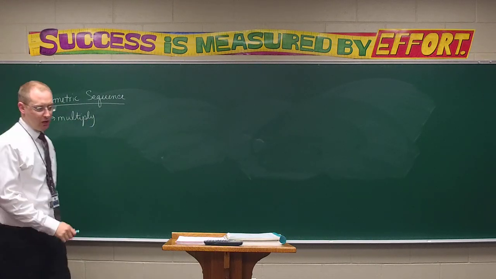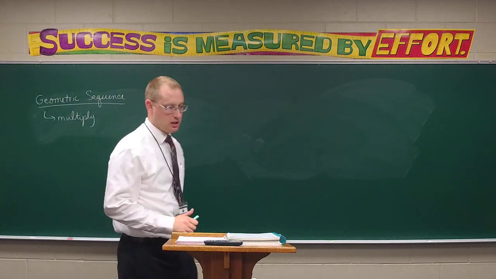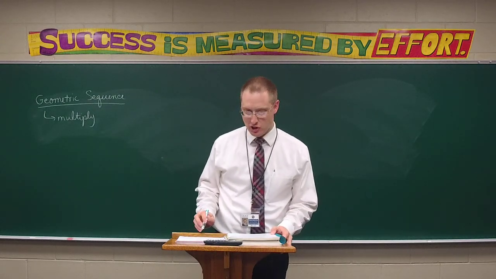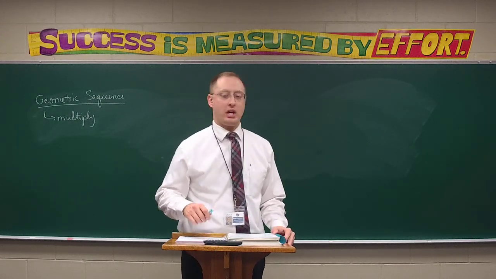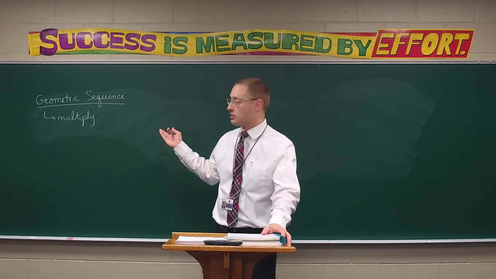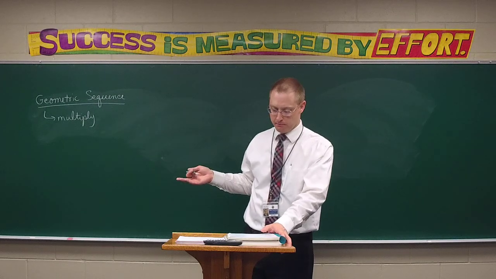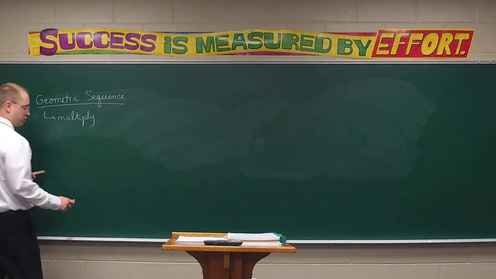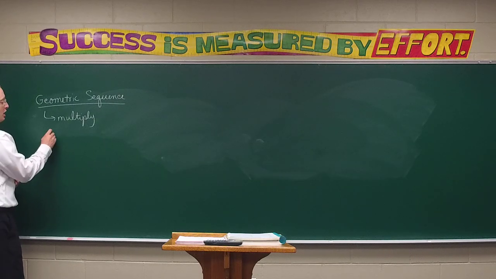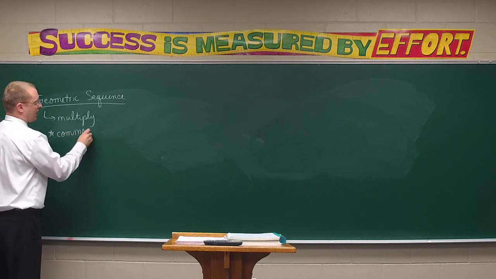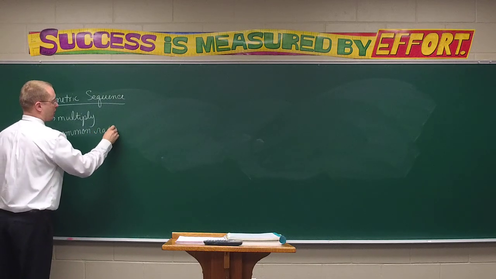Consecutive terms are related by a constant that is multiplied by each term. So where with an arithmetic sequence we add, with a geometric sequence we multiply. We don't have a common difference that gets multiplied. We have what's called a common ratio. So we multiply by a constant that's called the common ratio.